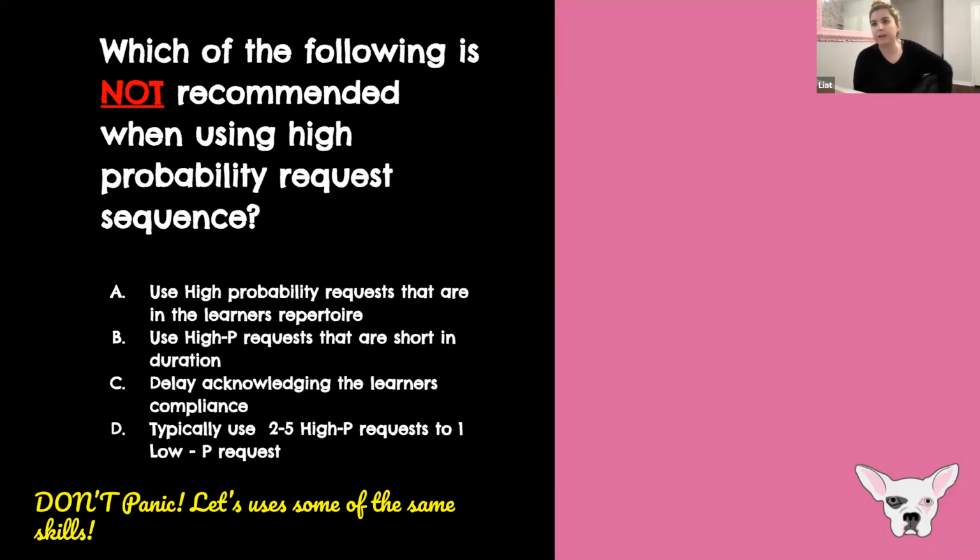I don't know what it was, but here, like which of the following is not recommended when using high probability request sequence? The word not may not be as redundant as it is here, but I need you, this is a rule, to never read the word not as not again, okay? I'm about to make you remember this, okay?